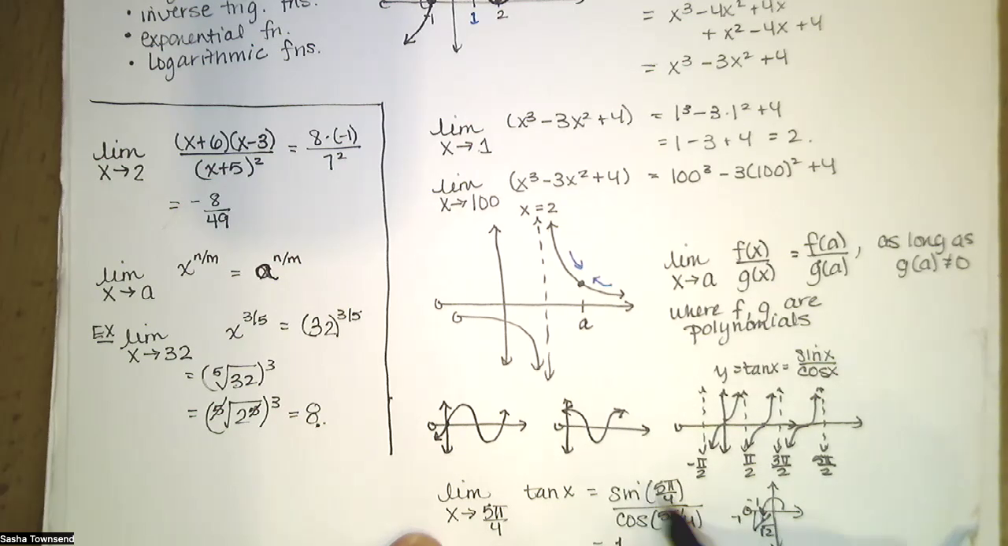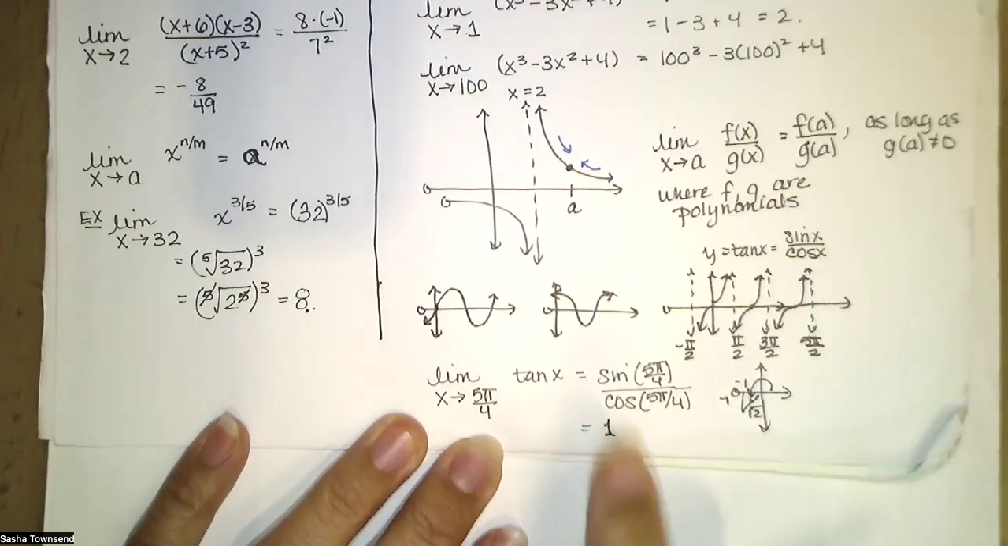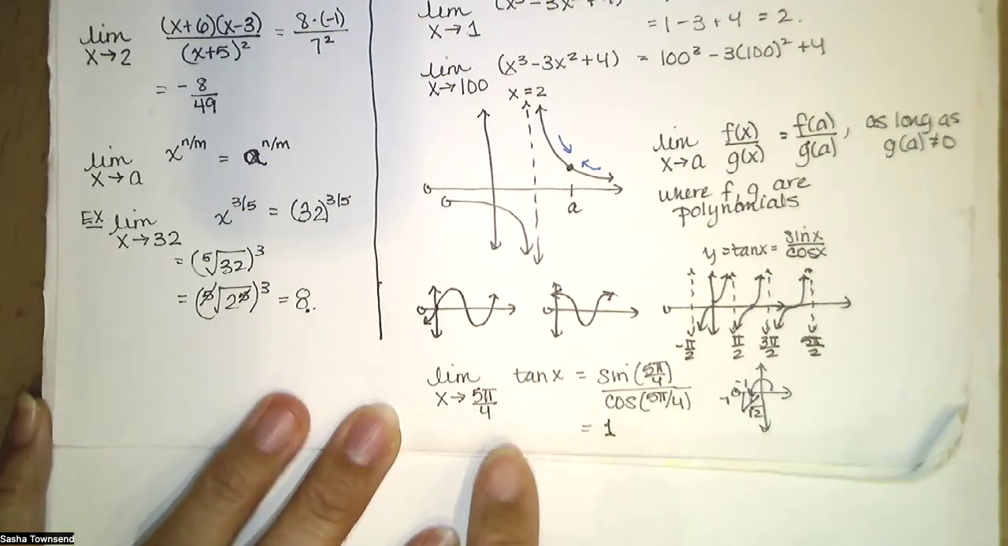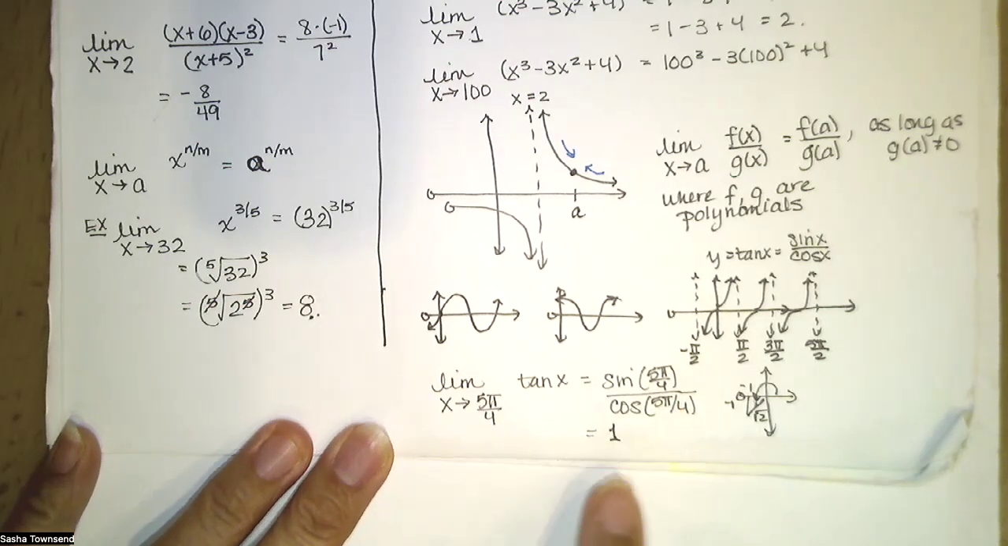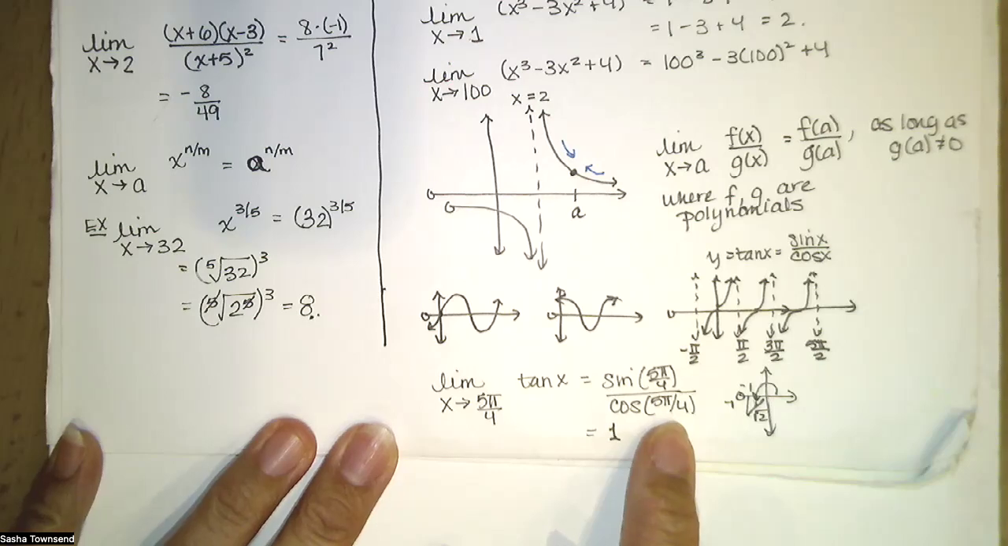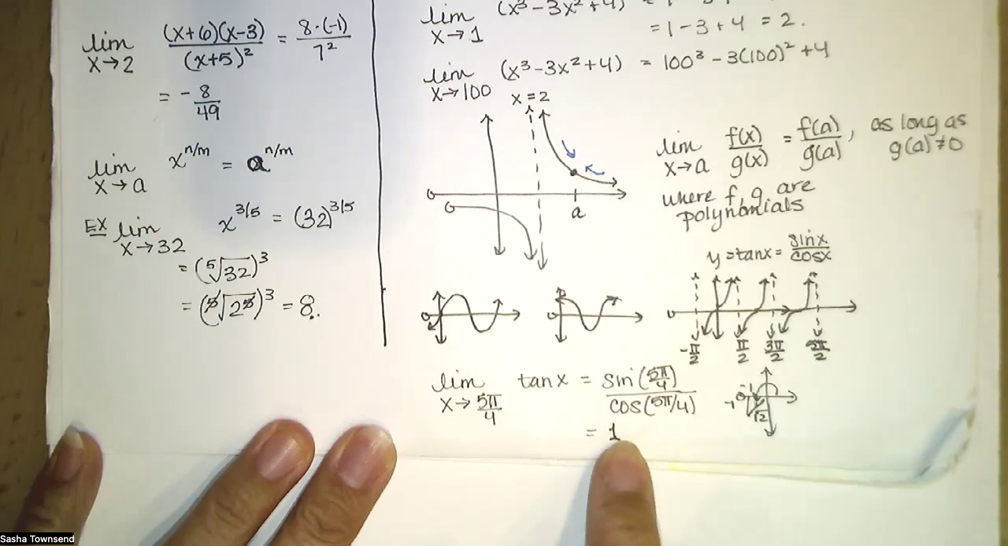Or you can take negative square root of 2 over 2 divided by negative square root of 2 over 2, and you'll get 1 as well. But you just say, can I plug that number in and get out a number that makes sense? Yes, you can. So just go ahead and plug in the x value, and we get 1.